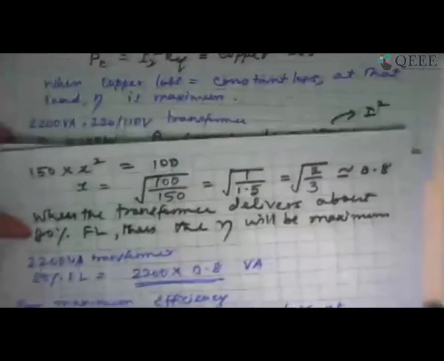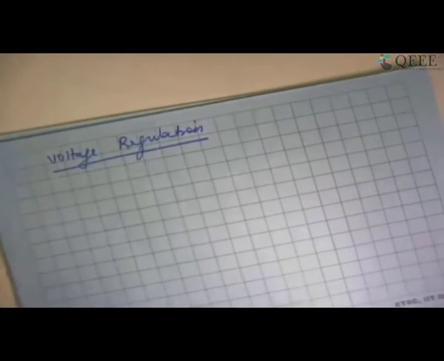Now that we have seen the constant loss, copper loss and so on, the second performance index, which is voltage regulation, let us try to look at that as well. Voltage regulation. I hope you have followed so far.